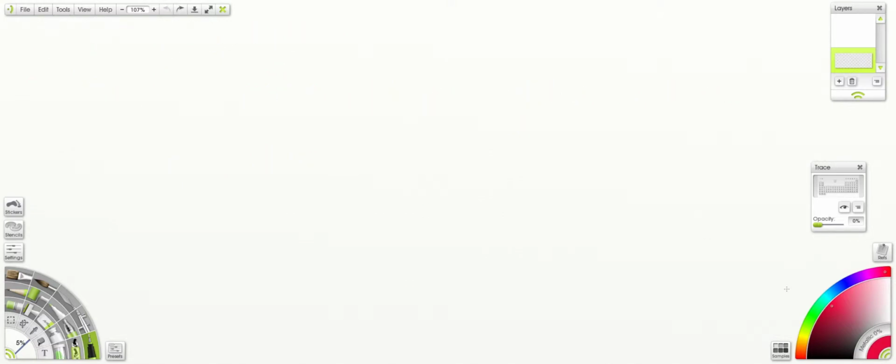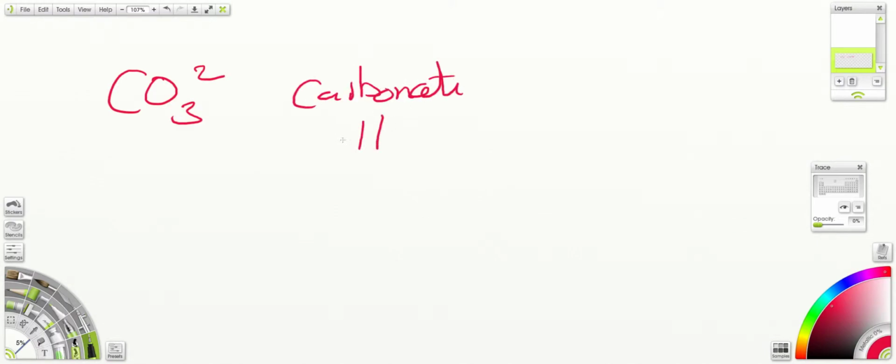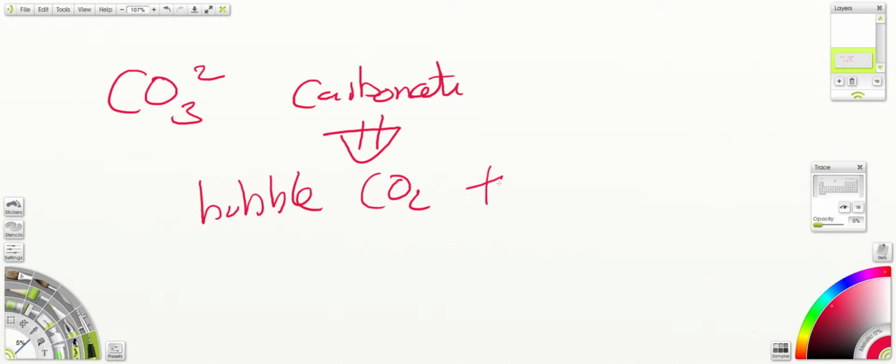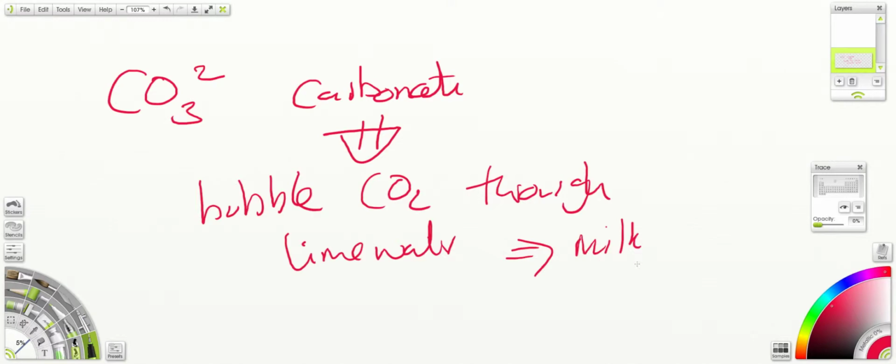Now the final one that I need to talk about is calcium carbonate. Carbonate, CO3 2-. Now you should know this from C1. The test for carbonate is to bubble carbon dioxide through lime water, and it will turn the lime water a milky, cloudy color. We say cloudy, and it will turn cloudy. Is that okay, guys and girls?